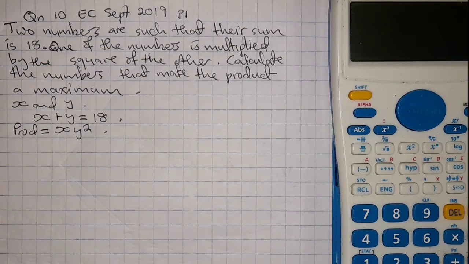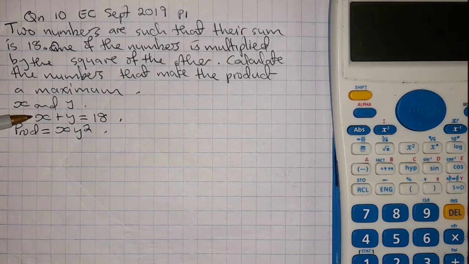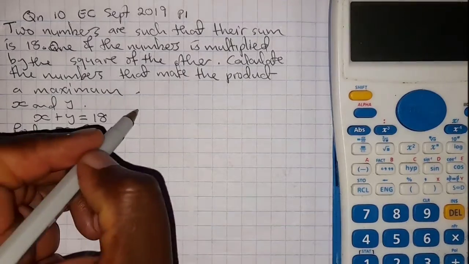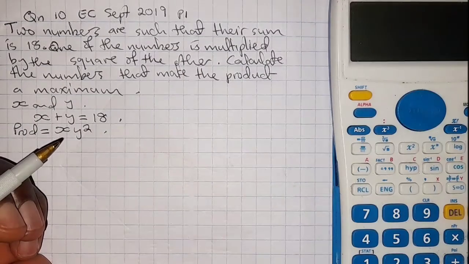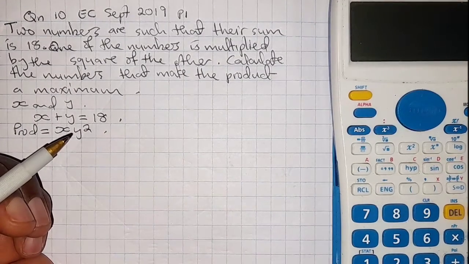And then for us to be able to get the two numbers which give a product which is a maximum, we need to get rid of one of these two variables. That's the reason why we are given this first statement. We are going to use it to eliminate the other variable. So we can eliminate x, or we can eliminate y here.